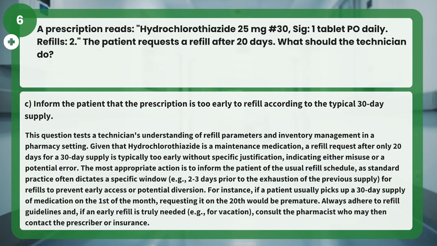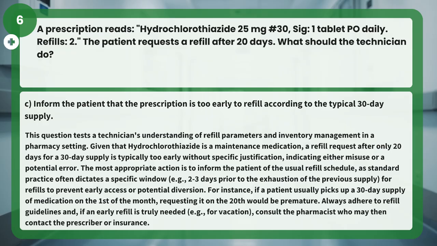Answer C. Inform the patient that the prescription is too early to refill according to the typical 30-day supply. This question tests a technician's understanding of refill parameters and inventory management in a pharmacy setting. Given that hydrochlorothiazide is a maintenance medication, a refill request after only 20 days for a 30-day supply is typically too early without specific justification, indicating either misuse or a potential error.